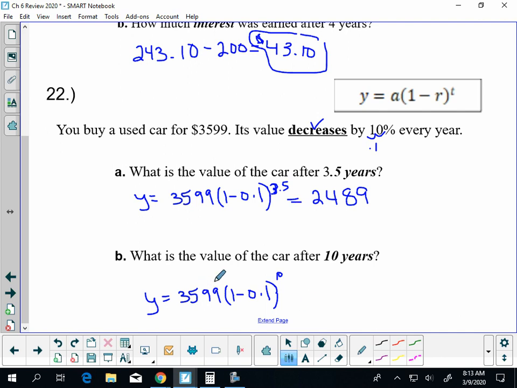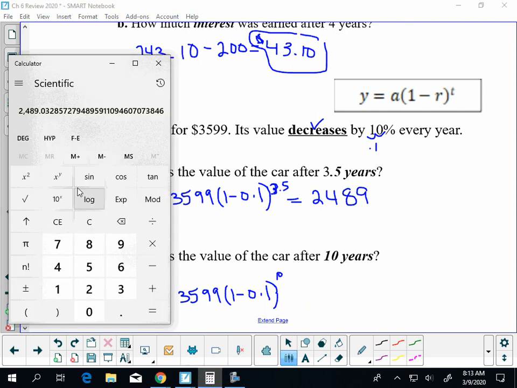And then after 10 years, you're going to do the same process, but instead of t equals 3.5, t is 10. So let's bring up our calculator again. 0.9 to the 10th times 35.99, and I get 12.54. Let's round that to 12.55.